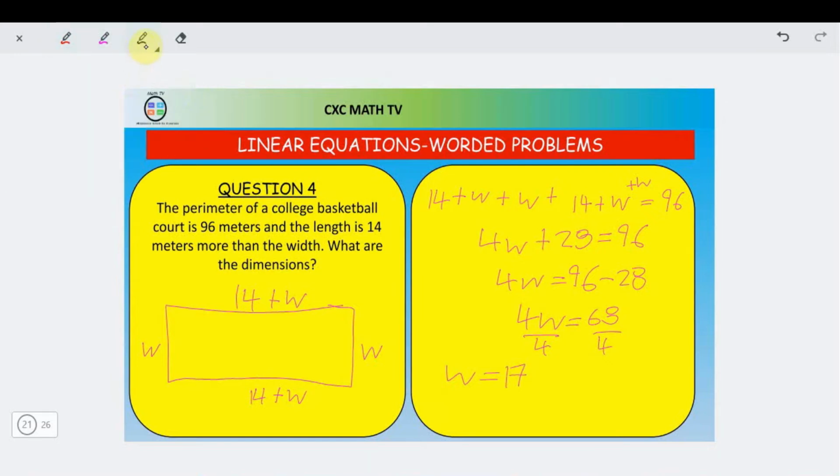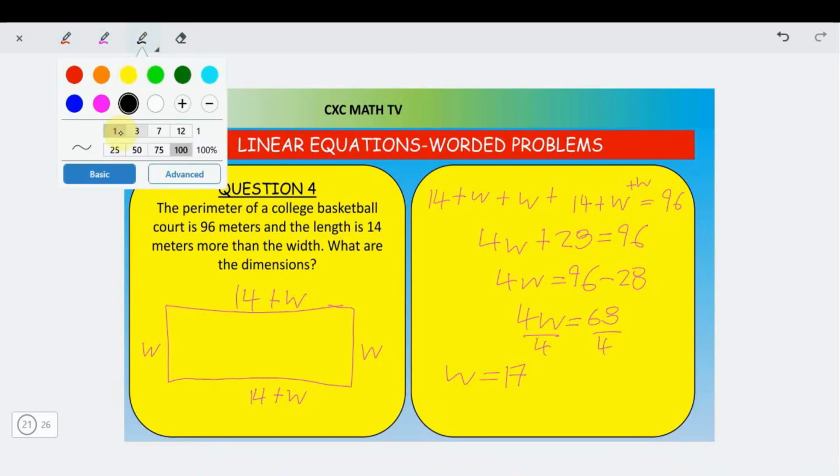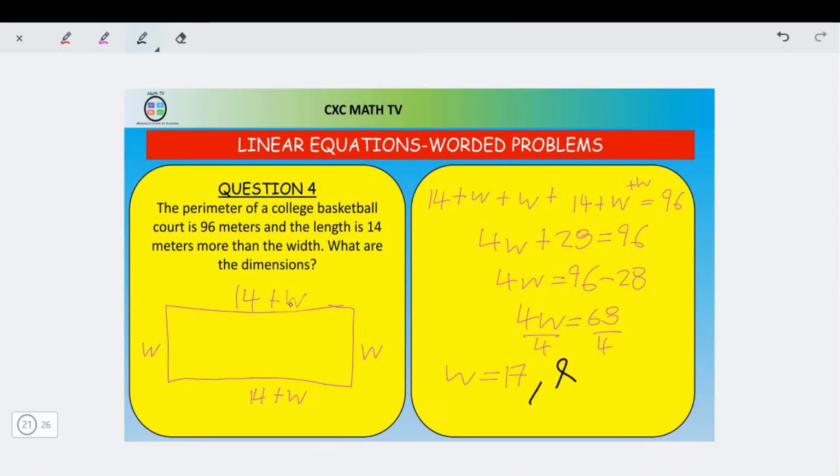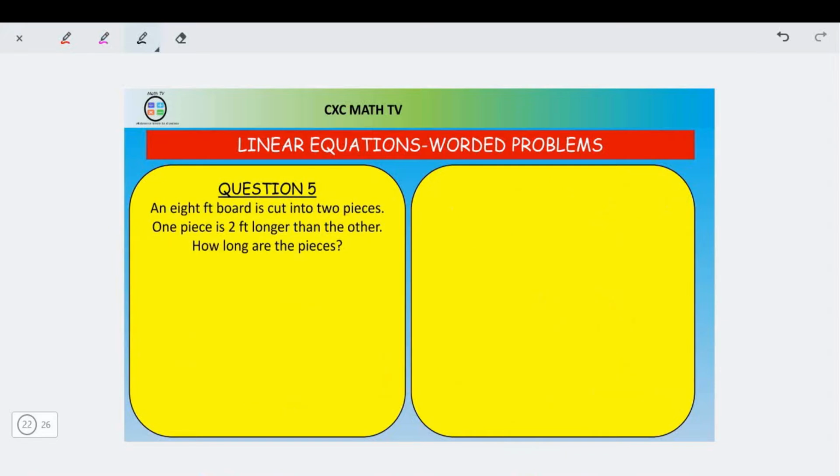Really nice. But once you get W, the length is how much more? The length is 14 more, so 14 plus 17 is 31, and this is of course in meters. Alright? Easy. Alright, pause the video and do question 5 for me.